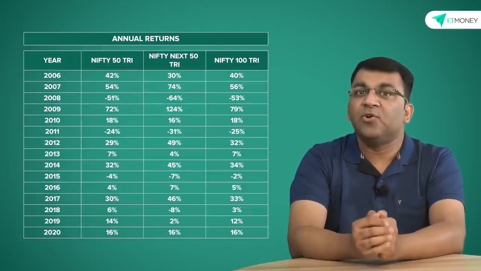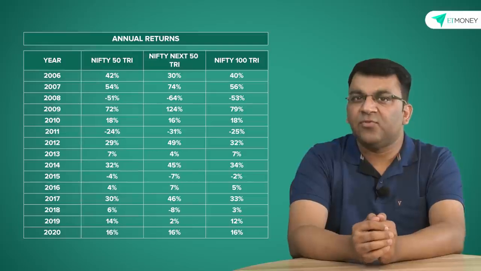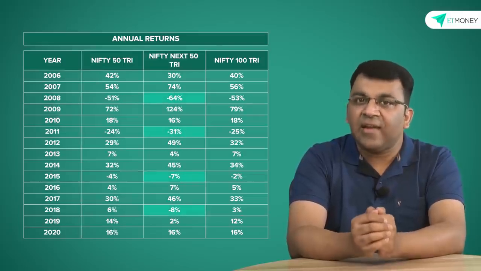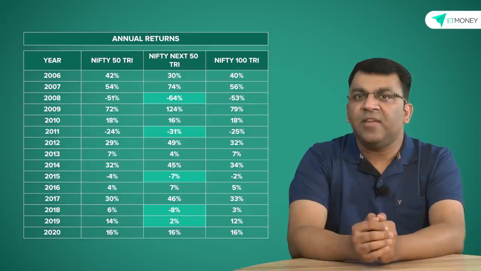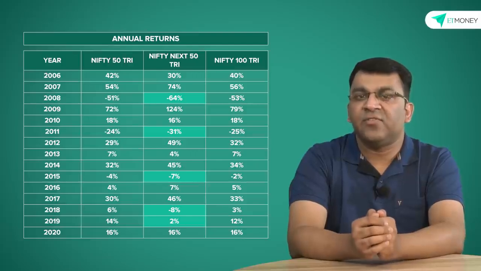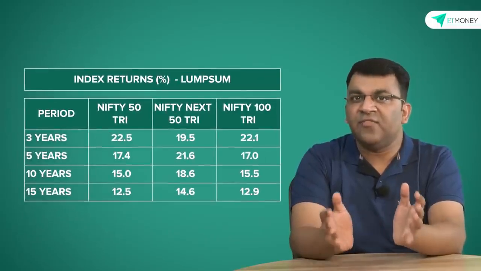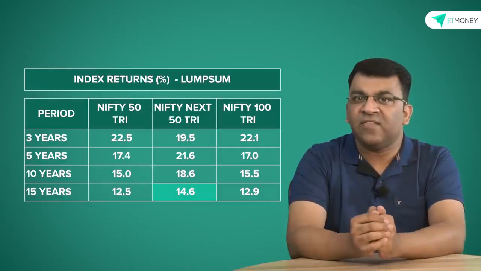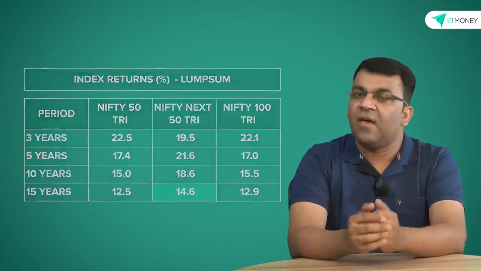But as everything that goes up also comes down, the years 2008, 2011, 2015, 2018 and 2019 were the time periods when the Next 50 index was relatively off the pace. When we look at returns over longer periods, the Nifty Next 50 has the upper hand with annualized returns of 14.6% over the last 15 years. However, as we established earlier, there have been bumps and bruises along the way, which is reflective in the 3-year annualized returns for this index.